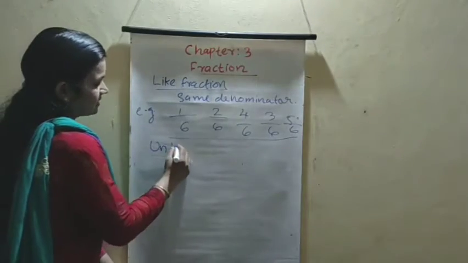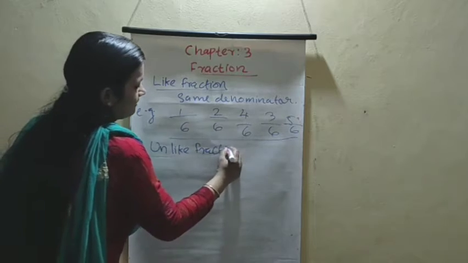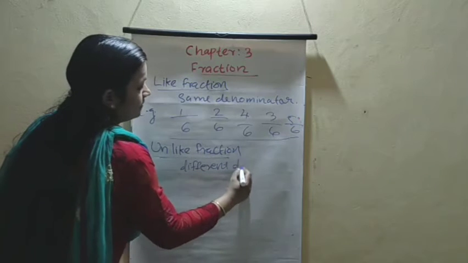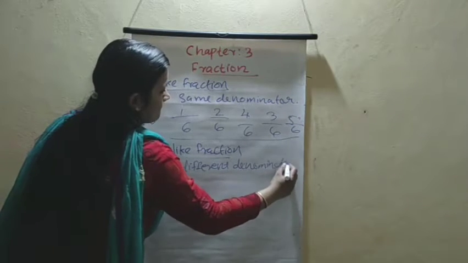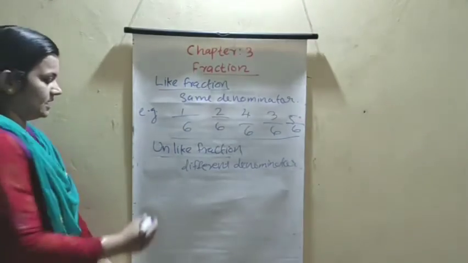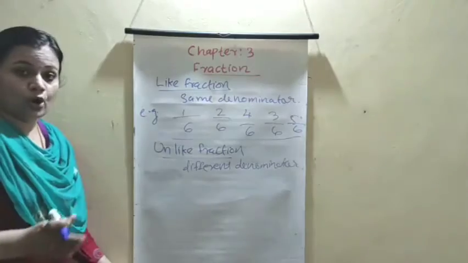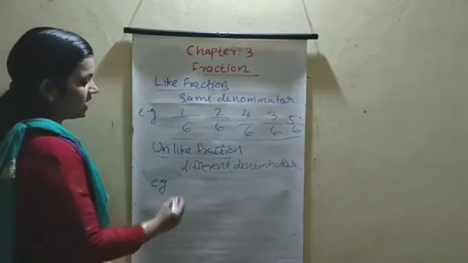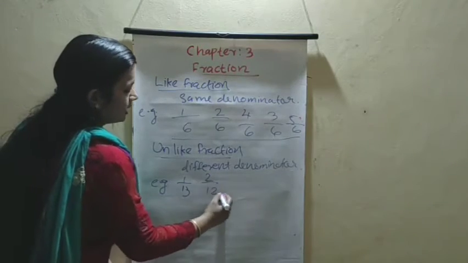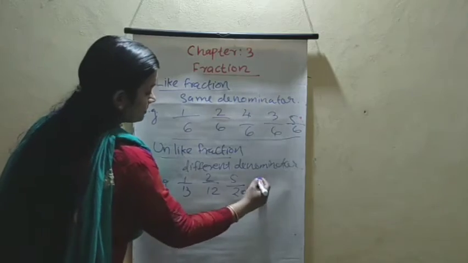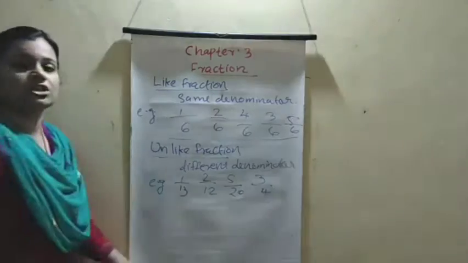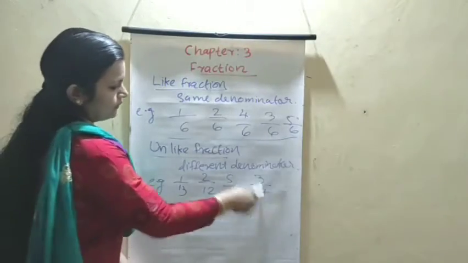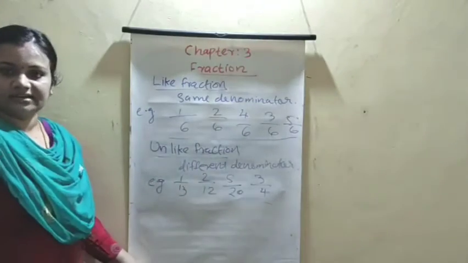Next is the unlike fraction. What is an unlike fraction? Different denominators. Fractions with different denominators are called unlike fractions. So examples of unlike fractions are 1 by 30, 2 by 12, 5 by 20, then 3 by 4. Fractions like these, with different denominators, are called unlike fractions. Check the denominators: 13, 12, 24. This is called an unlike fraction.